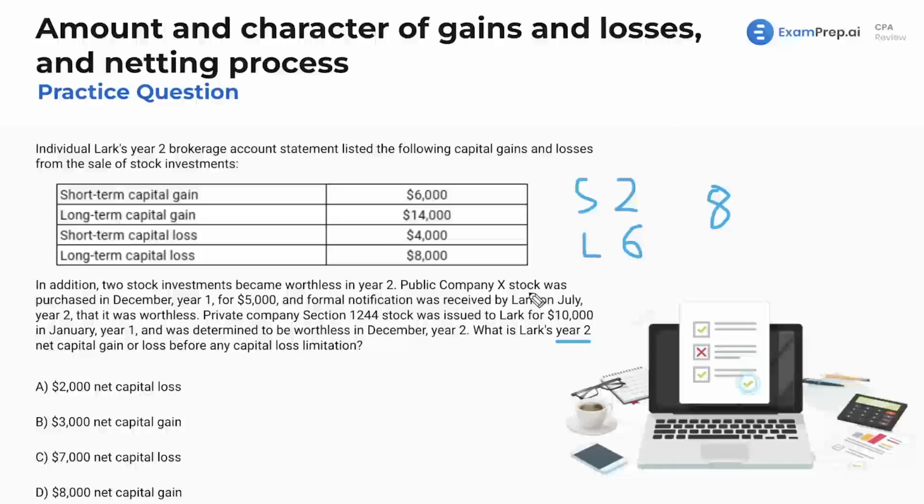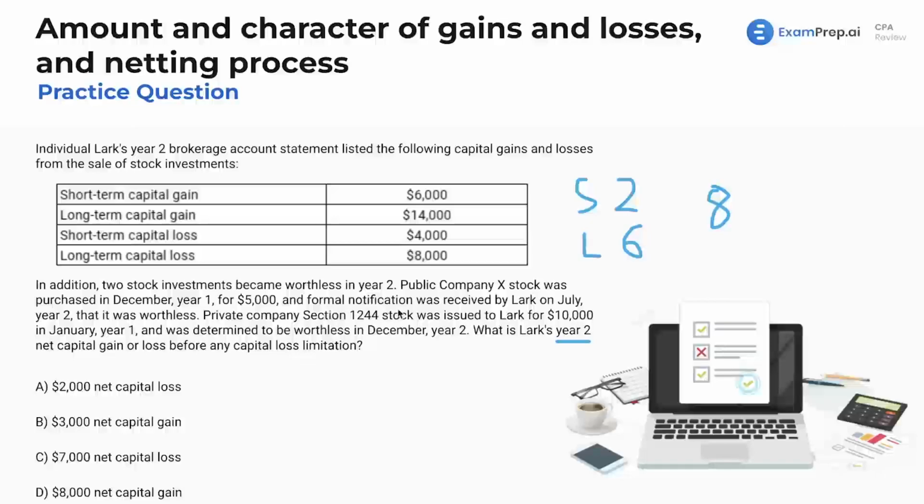Public company X stock was purchased in December year 1 for $5,000 and a formal notification. Now, that's important because a question could say you believe your stock was worthless, or similar. If we think about worthless non-business loans when it comes to deductions and gross income for individuals, you have to have confirmation that you're not going to receive those funds. Similar concept as well to accounts receivable. When are you going to write those off? It's when you know you're not going to receive those funds. Just kind of tying it all into many accounting concepts we know.